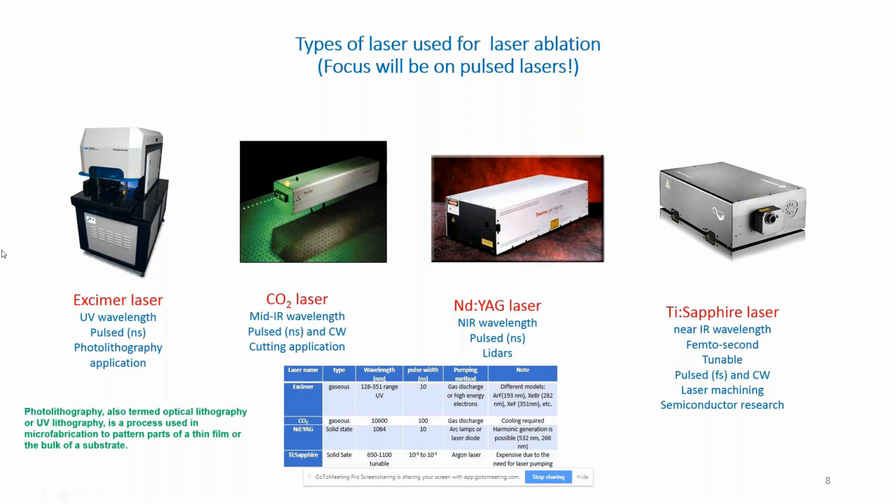Next, we move to a CO2 laser. This is another gaseous laser. It is in mid-infrared wavelength, a pulse width of nanosecond. It could also come in a CW form. Normally, it's very much used in the industry for cutting applications. You can get kilowatt CO2 lasers. You can also use it for laser cleaning. We'll come to that later. Its wavelength is 10.6 micron or 10,600 nanometers, pulse width about 100 nanometers, the gaseous medium.